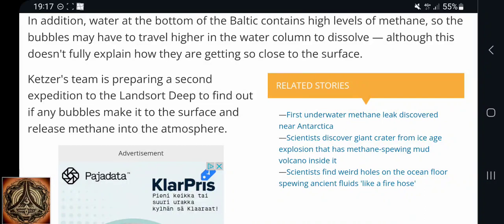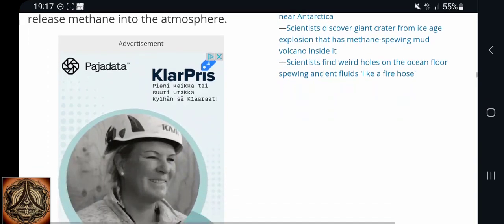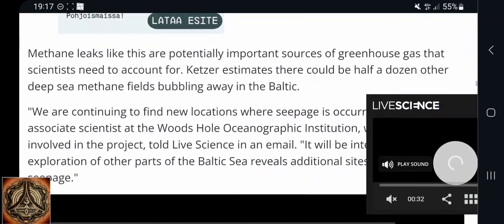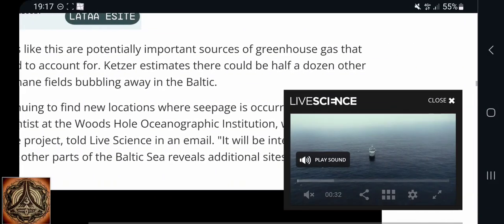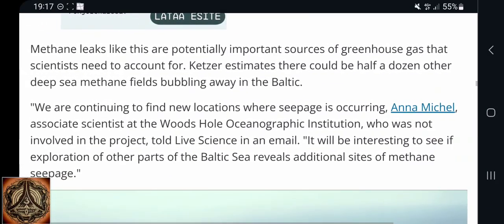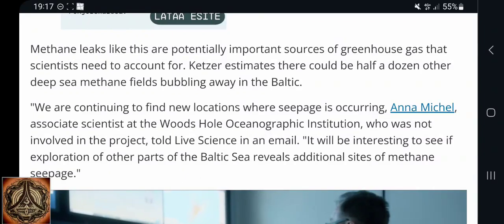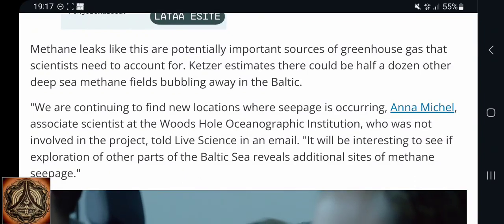Ketzer's team is preparing a second expedition to the Landsort Deep to find out if any bubbles make it to the surface and release methane into the atmosphere. Methane leaks like this are potentially important sources of greenhouse gas that scientists need to account for.